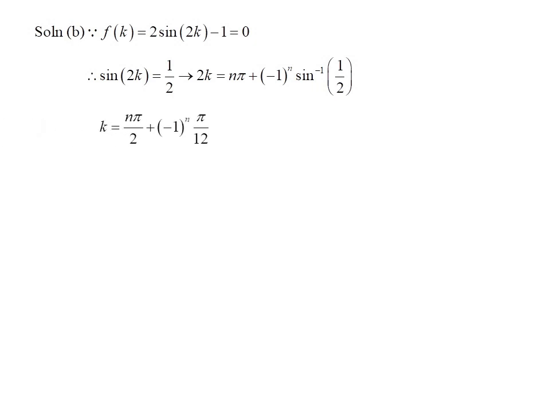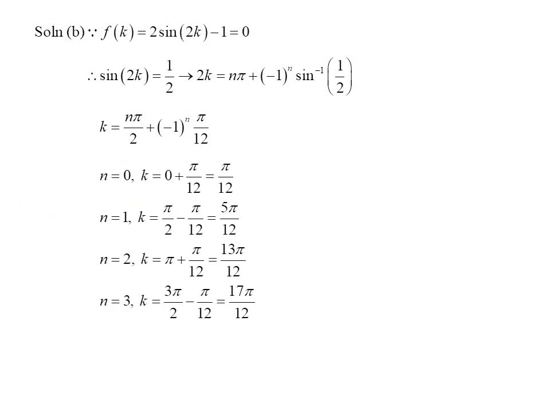As for part B of question 6, since f of k equals 2 times sine of 2k minus 1, sine of 2k equals 1 over 2, which gives the general expression of k, which equals n pi over 2 plus (-1) to the n times pi over 12, where (-1) to the n is a switch, which is widely used in mathematical society.